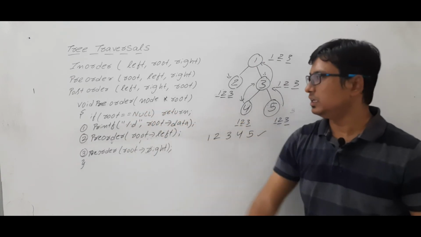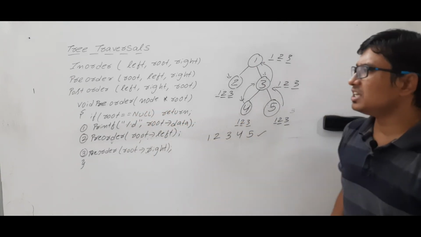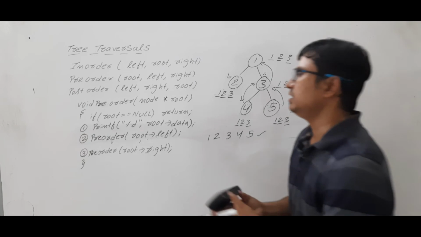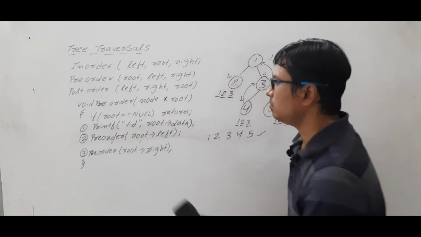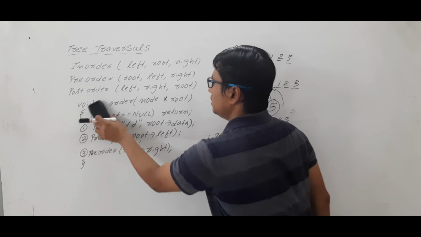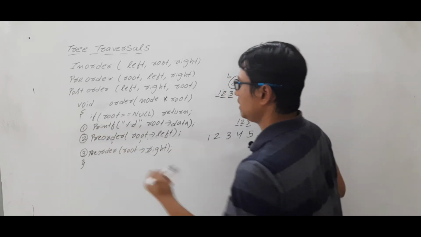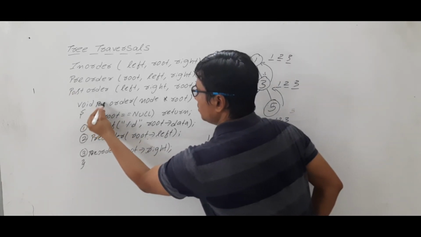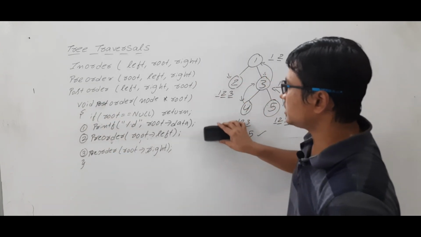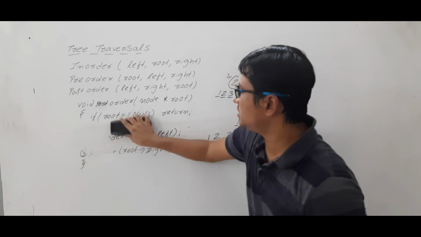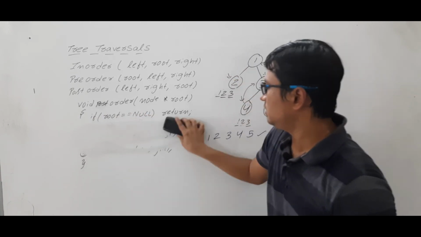traverse using the pre-order. Now the same way you can simply interchange the steps and you can write the pseudocode for the post-order traversal. Okay, let me write the pseudocode. Post-order, this base condition will not change, but these 3 steps will be interchanged.